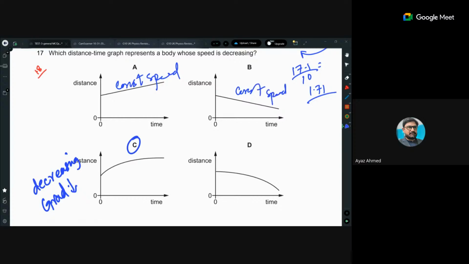Okay, here the gradient is actually increasing, although negative, but the gradient increases. It means speed increases. So speed increases, so it is acceleration. Here, because the gradient of a distance time graph is the speed, the gradient decreases here. That's why option C is correct. Oh, got it. Everyone clear? Yes. I mean, I am.